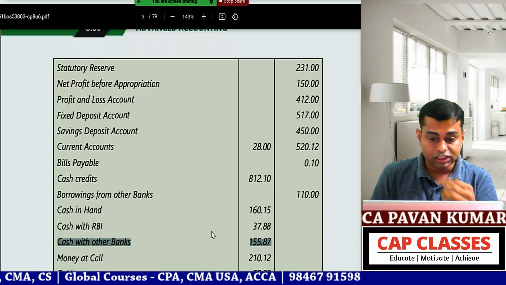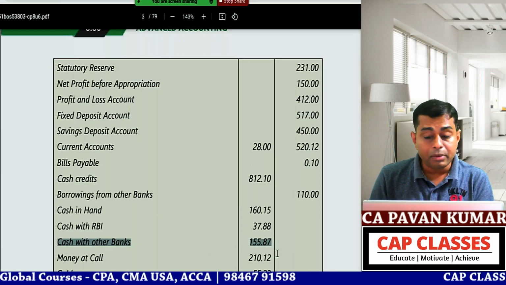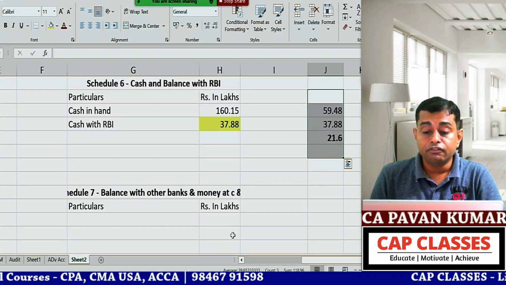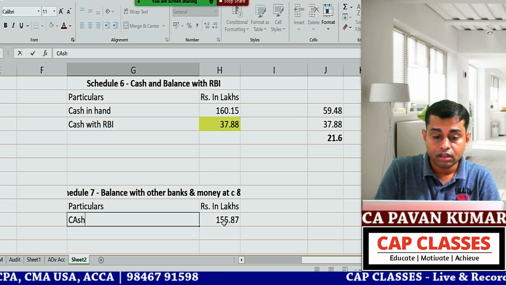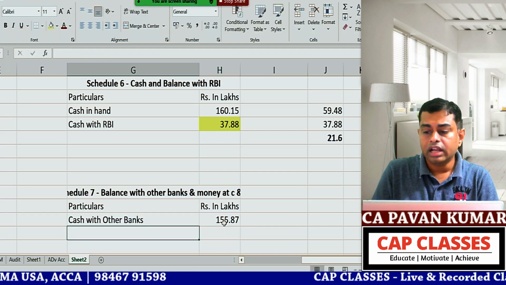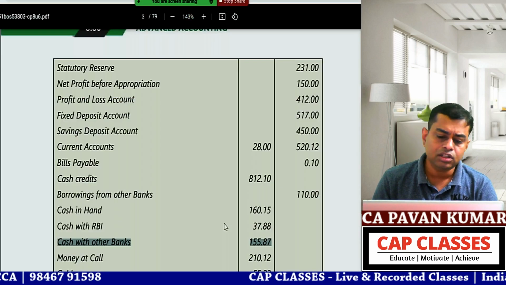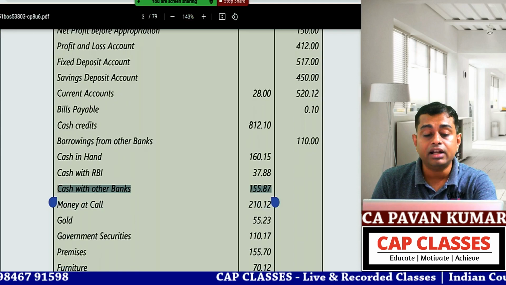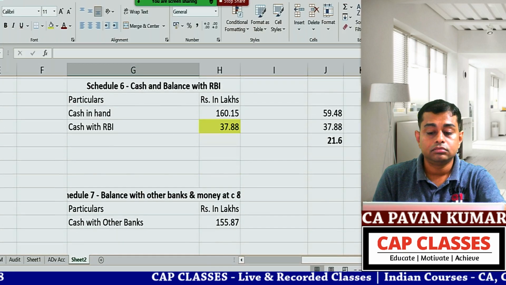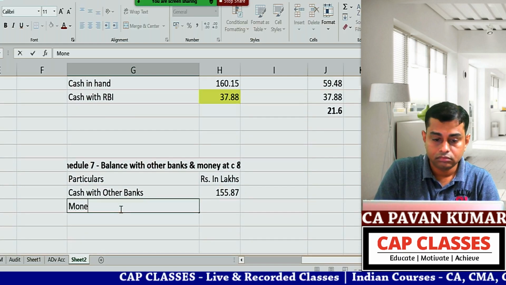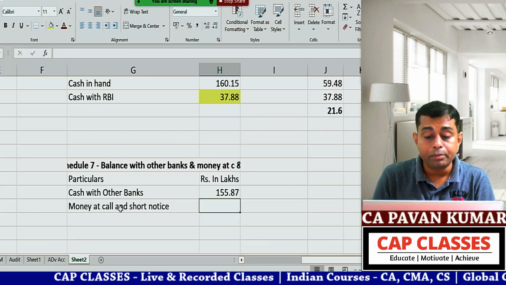Don't worry. So at present we will write cash with RBI 37.88, cash with other banks 155.87. What is this? Cash with other banks. They'll put Indian banks, cash with other banks, like that. No problem. Money at call 210. Where should I write? Money at call is the same, balance with other banks. Money at call, 210.12.